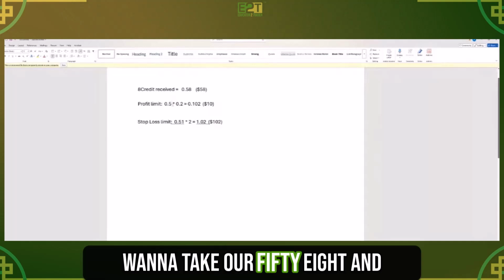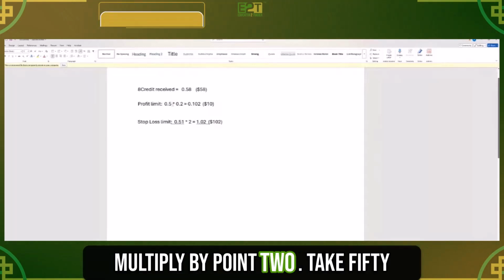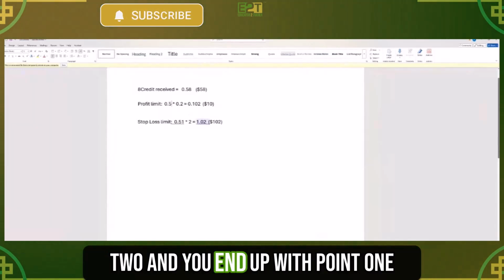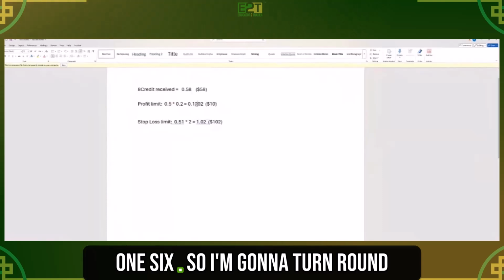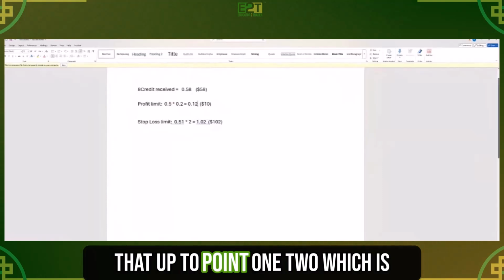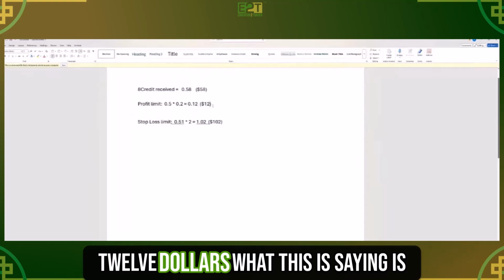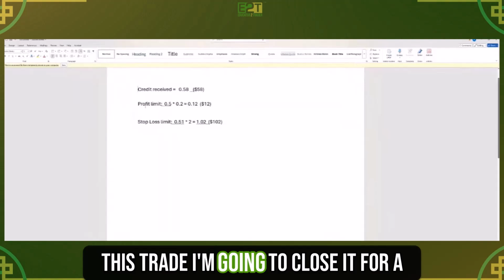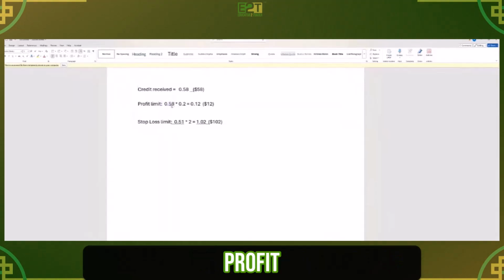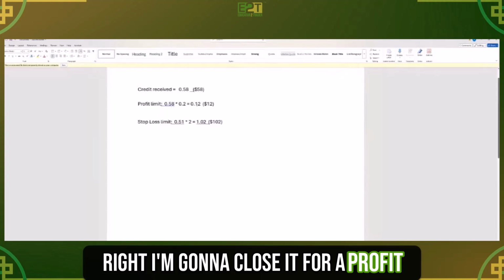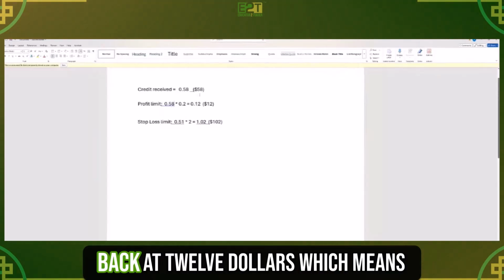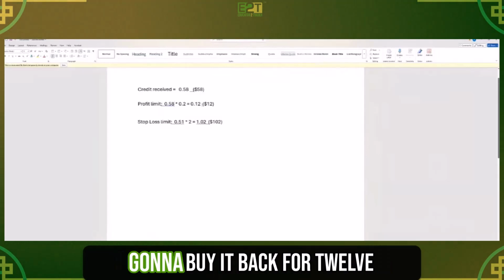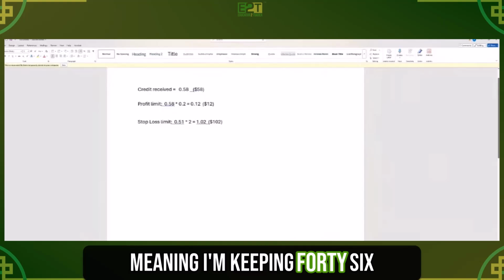We want to take our 0.58 and multiply by 0.2. 0.58 times 0.2, and you end up with 0.116. So I'm going to round that up to 0.12, which is $12. What this is saying is I received 58 when I entered this trade. I'm going to close it for a profit at $12. I'm going to buy back at $12, which means I'm going to keep $46. I received 58, I'm going to buy it back for 12, meaning I'm keeping $46.